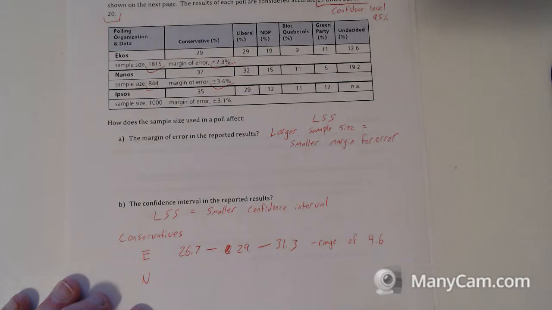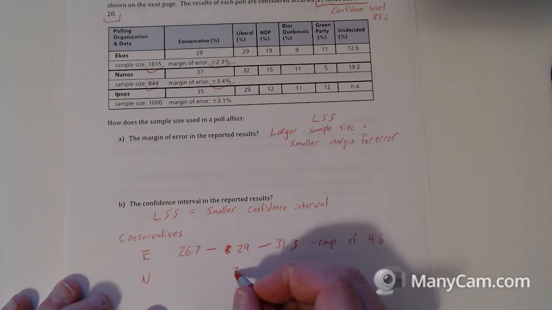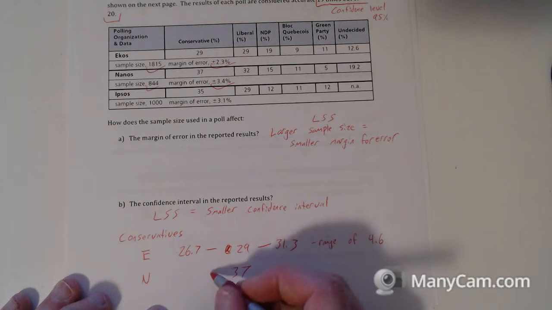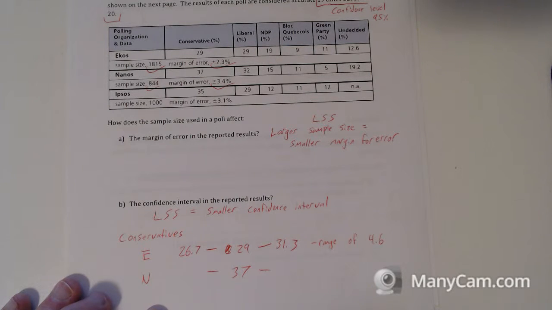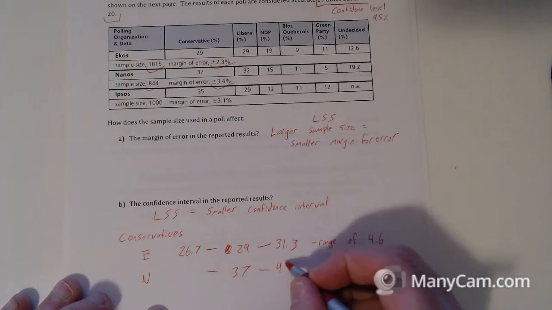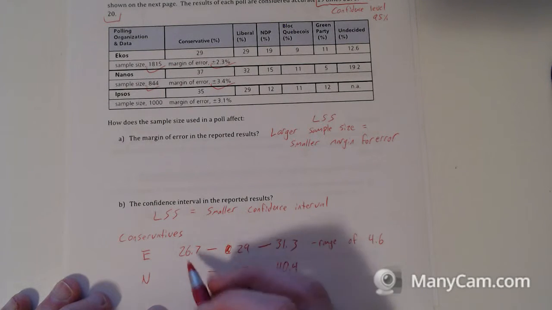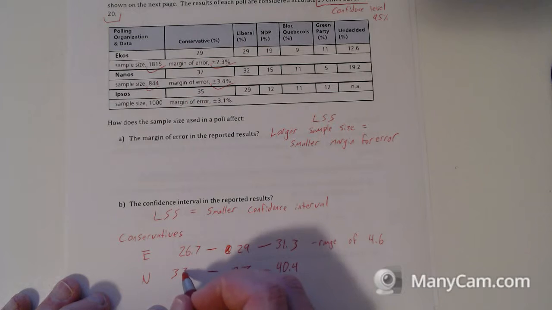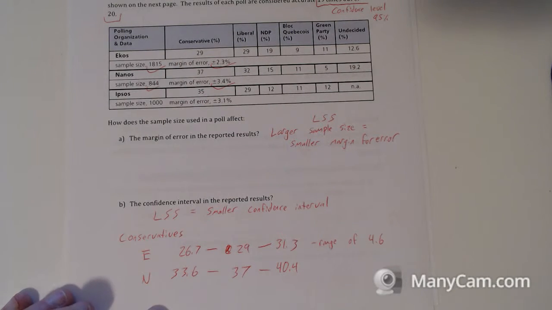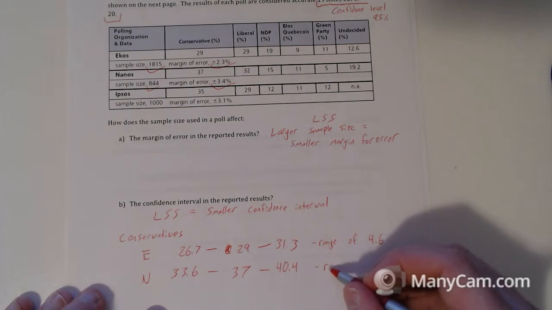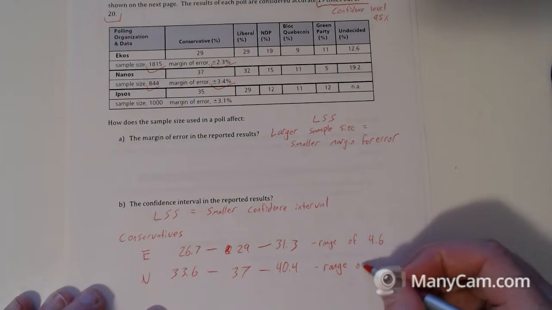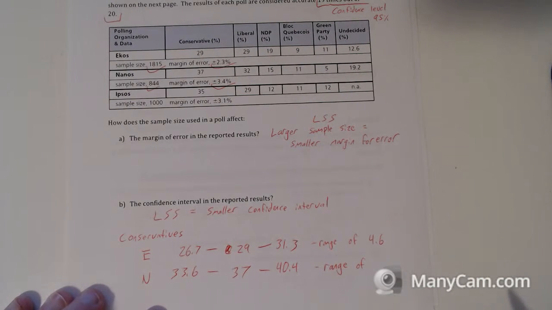So versus the Nanos company, for the conservatives, they had it pegged at 37, and they said it goes anywhere between, add 3.4, so that goes up to 40.4, and take away 3.4, which is 33.6. So they said it was anywhere in there, which is a range of double 3.4, so 6.8.